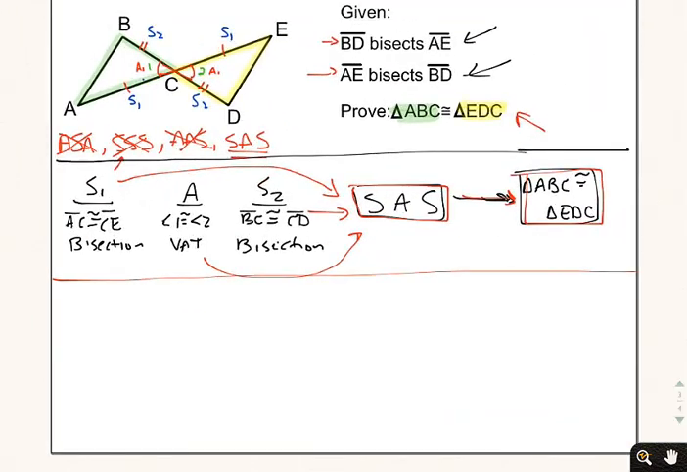It's going to take and show that we have side angle side in both triangles. That will force my triangles to be congruent. SAS forces my triangles to be congruent. And that would be it, guys. Let's go ahead and write this proof.